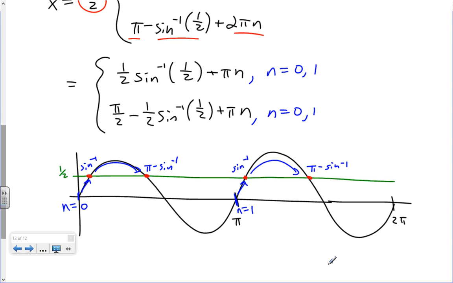All right, and that right there is the end of section 8-3.